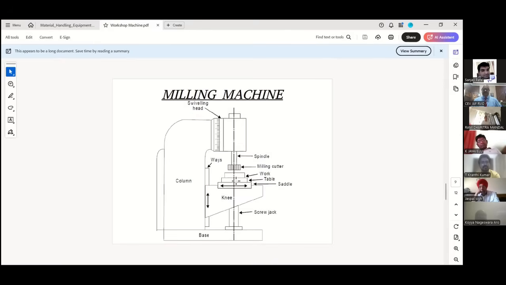Milling machine. What is the function of a milling machine? It's also for making plane surfaces, for larger material removals. The main milling machine is not used for cutting purposes.